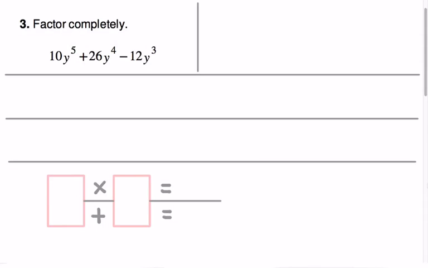If the job is to factor this fifth degree polynomial, 10y to the fifth plus 26y to the fourth minus 12y to the third, what's your process? What's your list of steps? What was your approach? What did you do first in this problem?